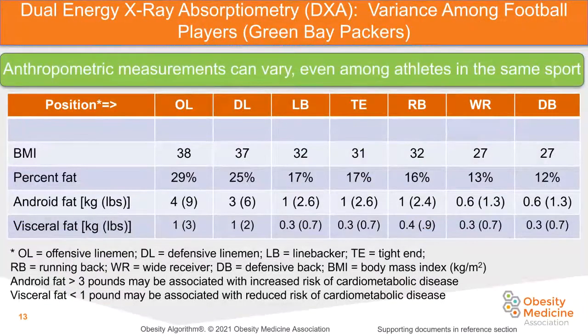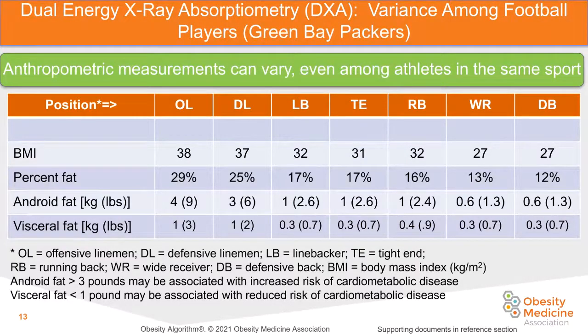So here's an illustrative, very practical example. Here are DEXA scans done on the Green Bay Packers. You have probably seen football players, particularly offensive and defensive linemen, and you think, oh no, their percent body fat is going to be pretty high, certainly their visceral and android fat. But they are not, because they have so much muscle mass and they're the most elite of athletes. Even with the offensive linemen, we're talking about maybe 3 pounds of visceral fat. You'd like it less than 1 pound. But trust me, of all the patients we do a DEXA scan on, 3 pounds is not that bad.